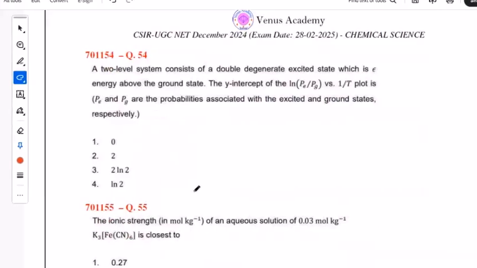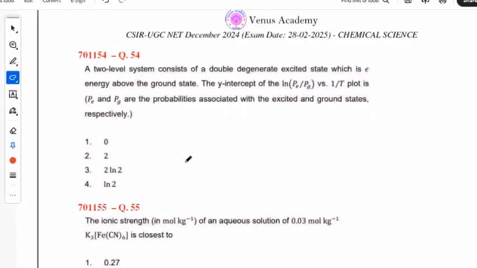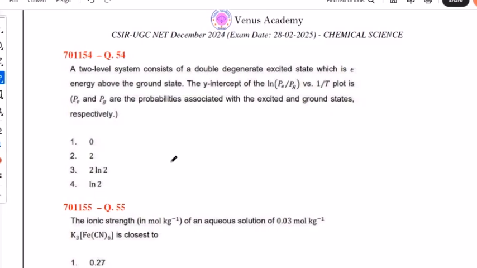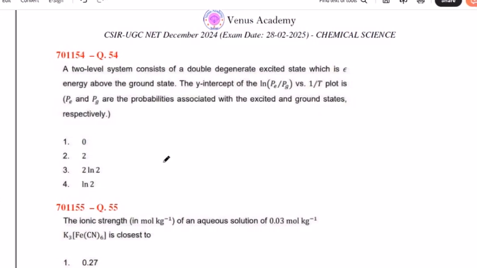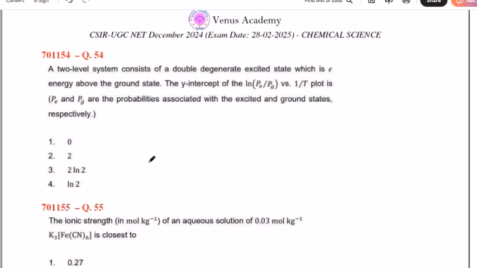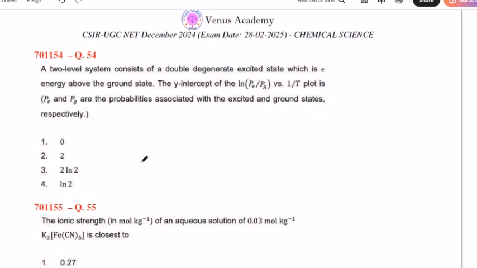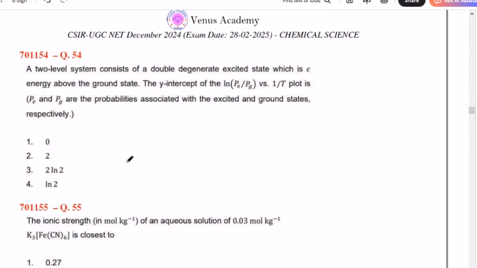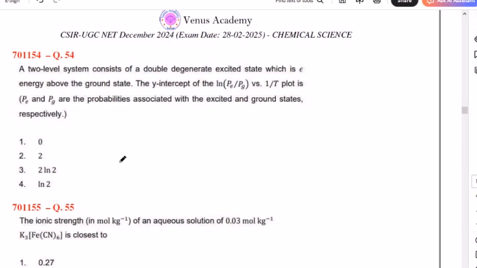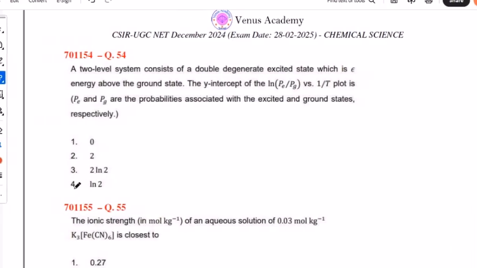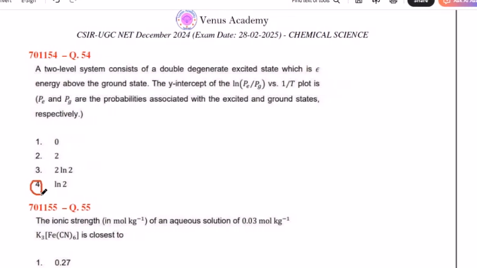Next, question number 54. A two-level system consists of a doubly degenerate excited state which is at some energy above the ground state. The y-intercept of the ln(PE/PG) versus 1/T plot, where PE and PG are the probabilities associated with the excited and ground states respectively, is option number 4, ln 2. It is the correct option, friends.